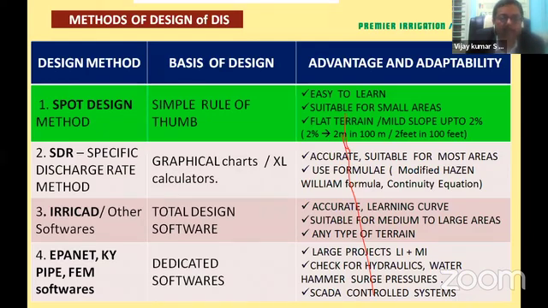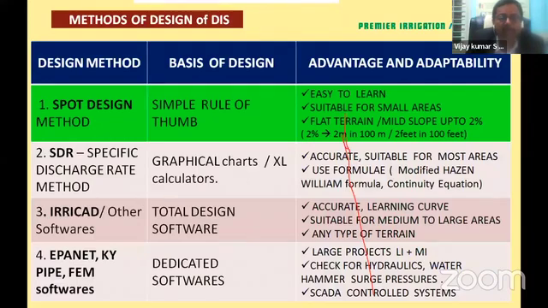In addition to this, today being the digital age, we have IRRICAD and other total design software, which are very accurate. The only challenge is that it has a steep learning curve, meaning you will take some time to learn it. It can be suitable for any area, from a medium area to a large area. It can handle any kind of terrain. If you have data from the GPS, it can come directly into the software.